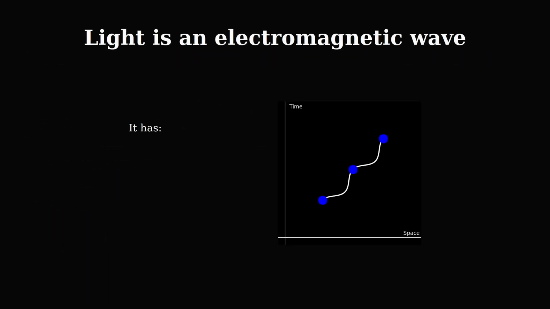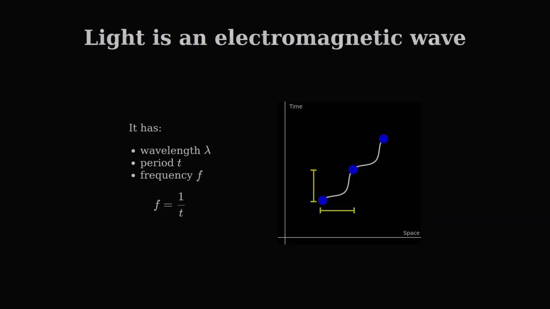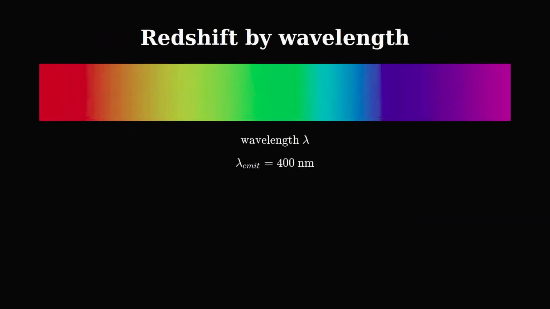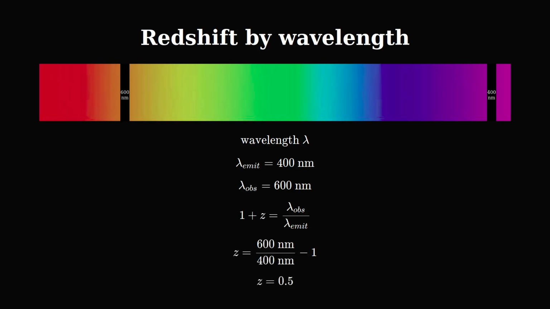To review, light is an electromagnetic wave with a wavelength, which is its distance in space between the peaks, and its period, which is the time between the peaks. It also has a frequency, which is how often it repeats, which is 1 over its period. By wavelength, say a 400 nanometer wavelength light was emitted, that'd be violet, and it's observed at 600 nanometers, which is orange. We can compute its redshift, z, by 1 plus z equals the wavelength observed over the wavelength emitted, which means z equals 0.5.